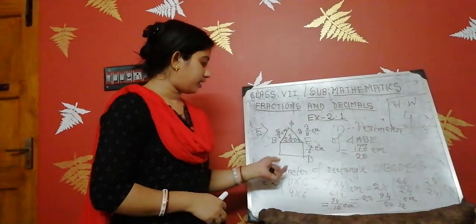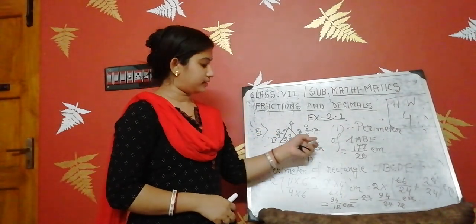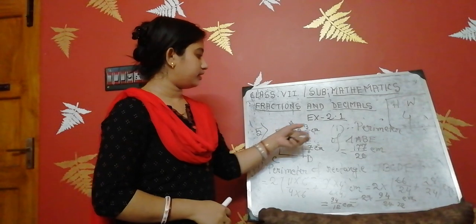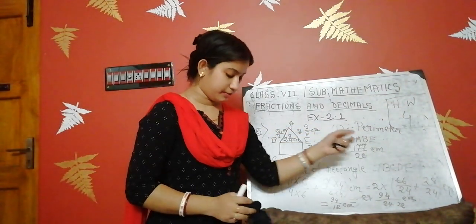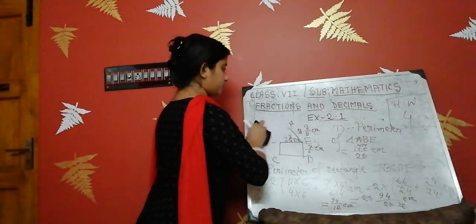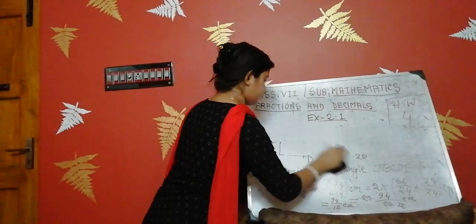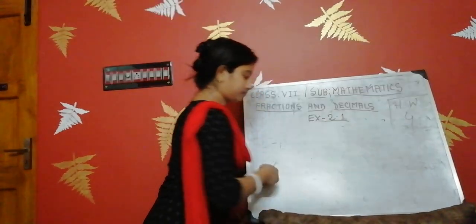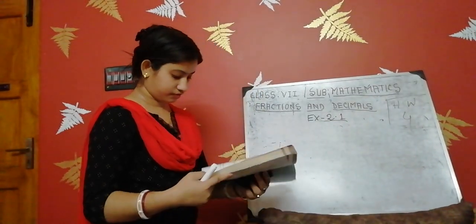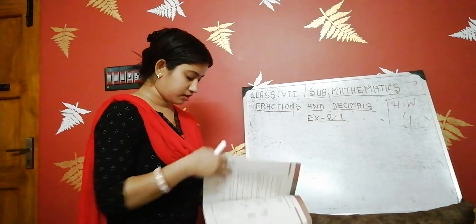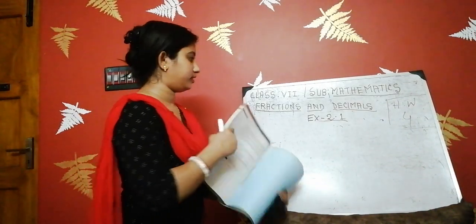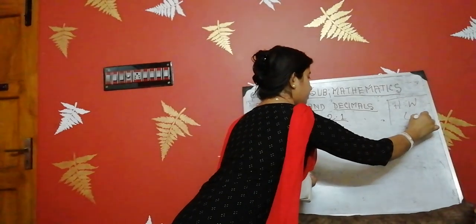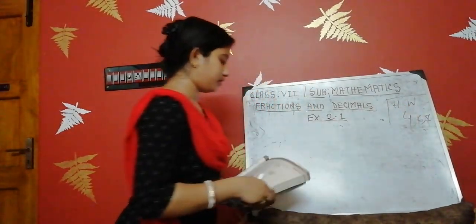So we get the perimeter of rectangle BCDE is 94 by 12 semi, and the perimeter of triangle ABE is 177 by 20 semi. Next, numbers 4, 6 and 7 are homework.